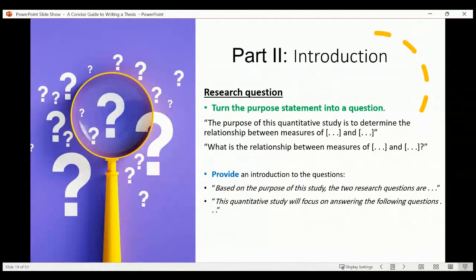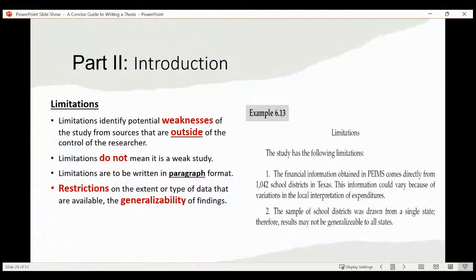Then before writing your research questions, you need to signal your research questions. For example, based on the purpose of this study, the two research questions are. These are expressions that you need to use. This quantitative study will focus on answering the following questions. Well, the present study attempts to answer the following research questions. Something like that to signal the research questions.